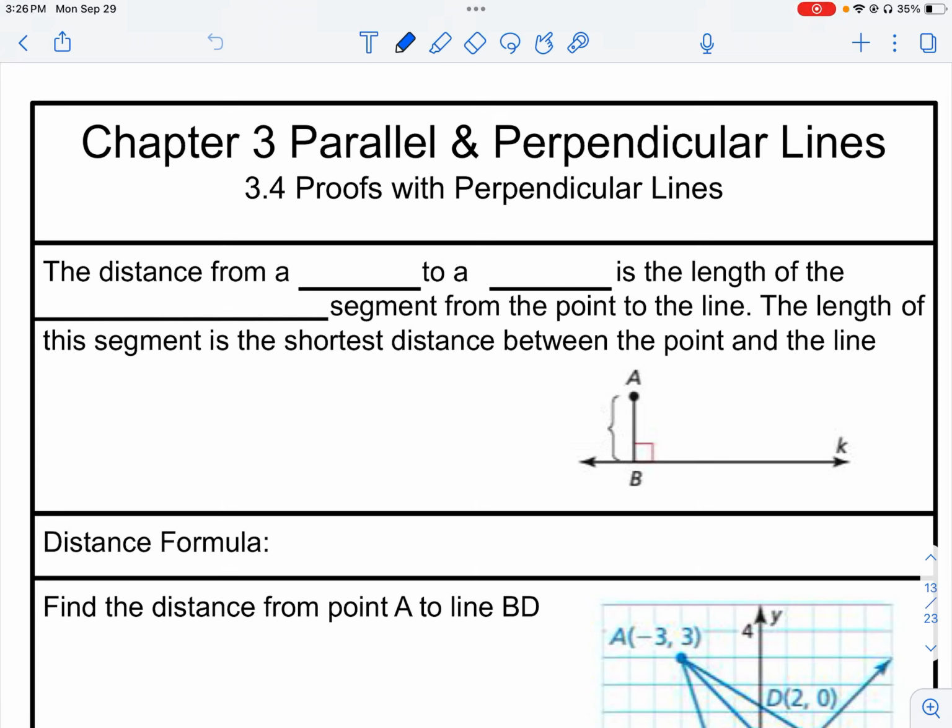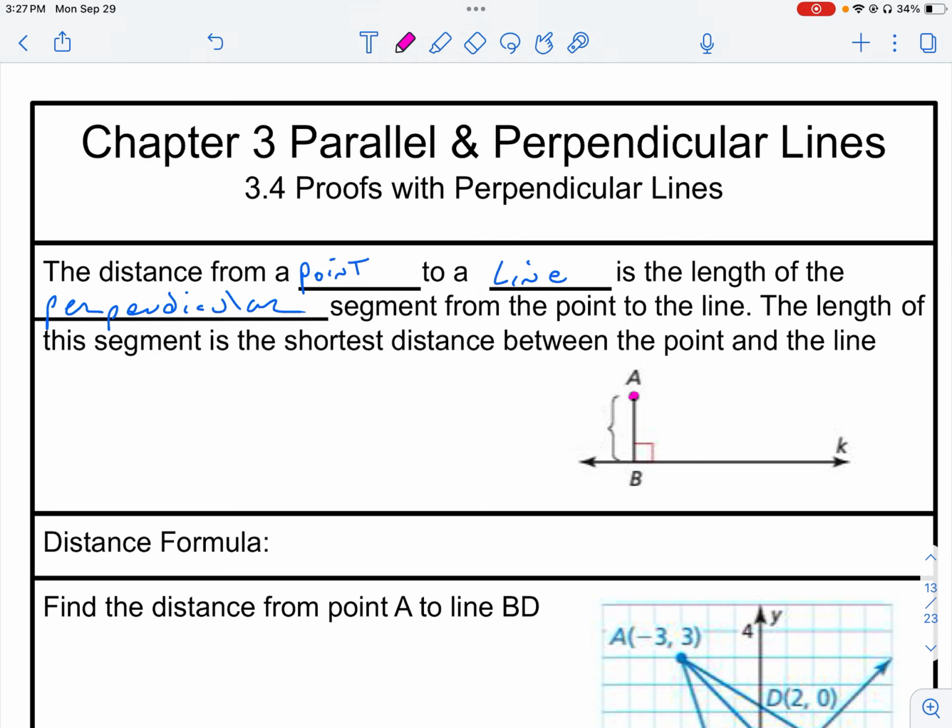All right, so in this section, we're going to talk about proofs with perpendicular lines. Now, anytime we measure the distance from a point to a line, it is the length of the perpendicular segment from the point to the line. The length of this segment is the shortest distance between the point and the line.